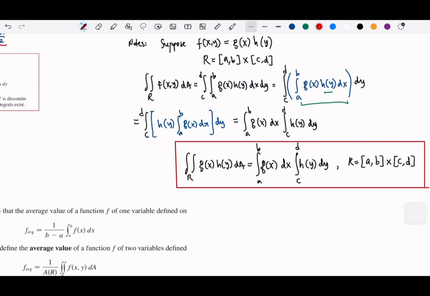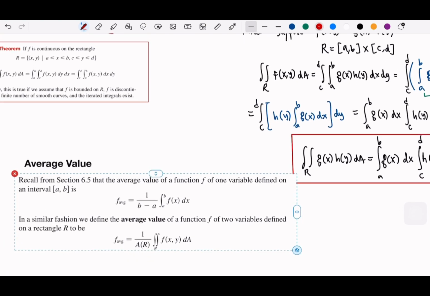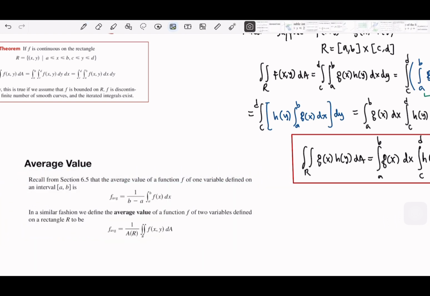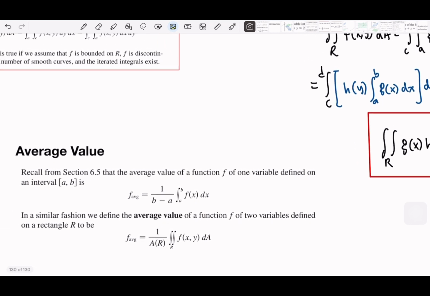Okay, one final note to finish off this part is the average value. If you remember average value in calculus 1, the average value is basically 1 over the length of the interval times the integral from a to b of f of x dx. For the double integral, this will be very similar, but instead of the length, we have the area, and this is the double integral of f(x,y) dA. And that's it.